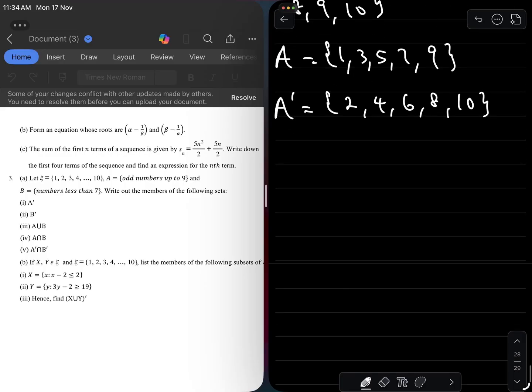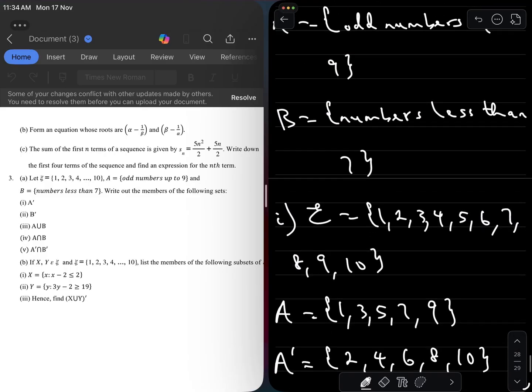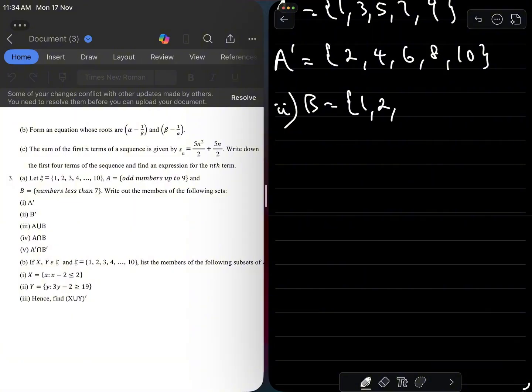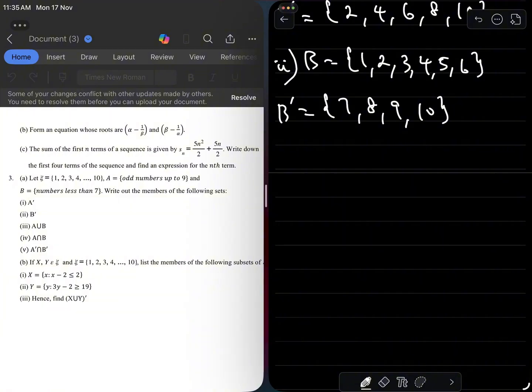Now, Roman figure 2. Write out the elements of the set B complement. Let's write out the elements of the set B first. Set B is a set of numbers less than 7. That will be 1, 2, 3, 4, 5, 6. So the elements of the set B complement will therefore be 7, 8, 9, 10.